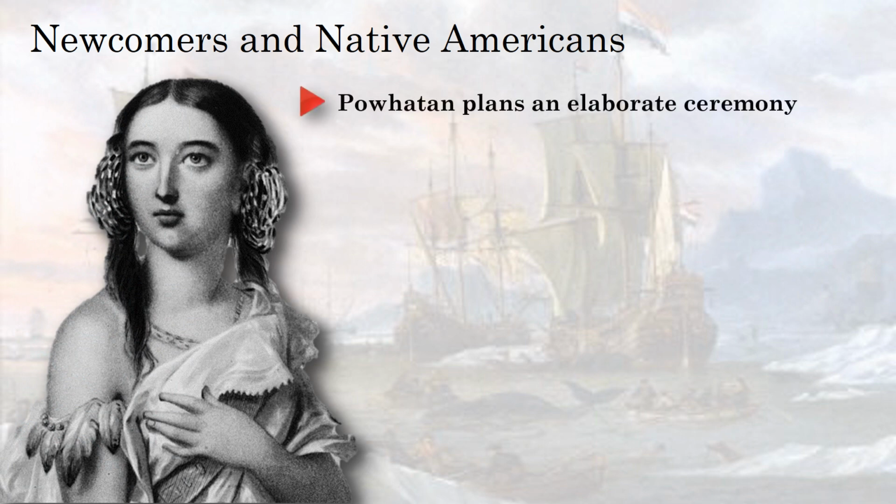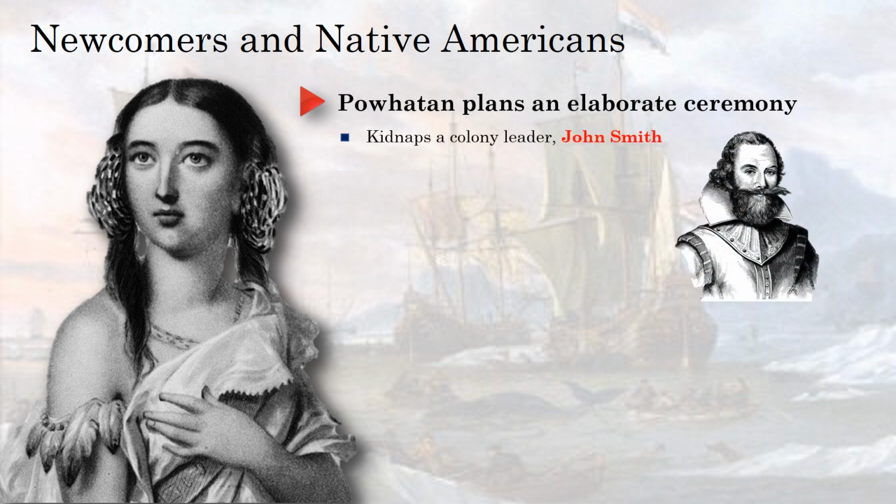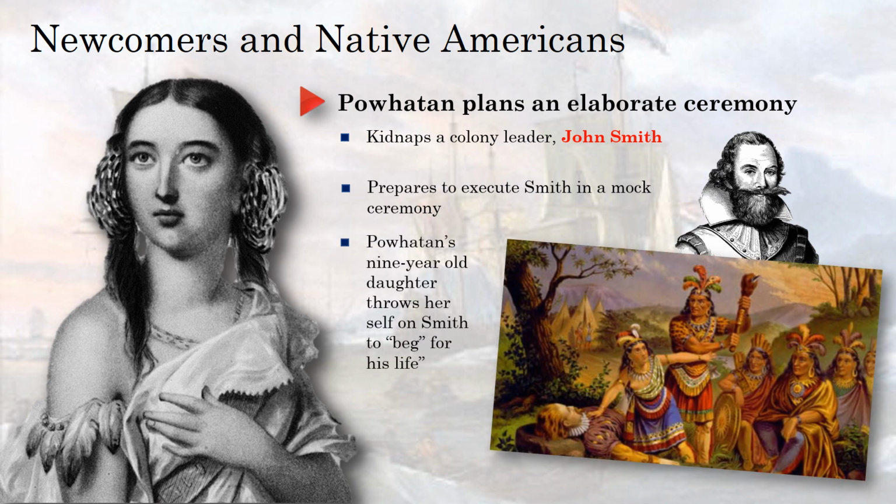Well, Powhatan made plans for an elaborate ceremony through which Jamestown and the Jamestown settlers would be incorporated into the Powhatan Confederacy. And so he kidnapped one of the colony's leaders, whose name is John Smith. And he then prepared to execute Smith, but not really. It was all political theater. It was a mock ceremony. You see, when he put John Smith's head on the chopping block, his 9-year-old daughter was to rush forward, throw herself on Smith, and beg for his life.